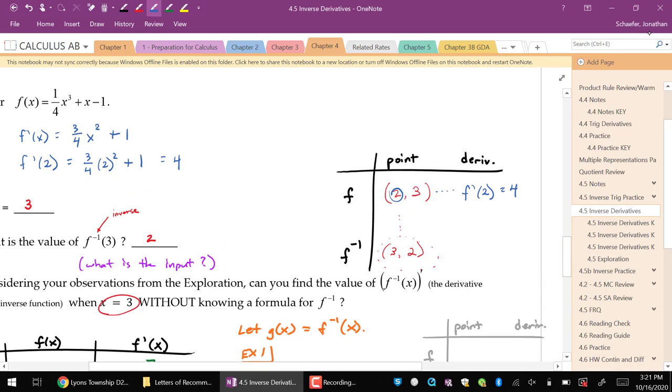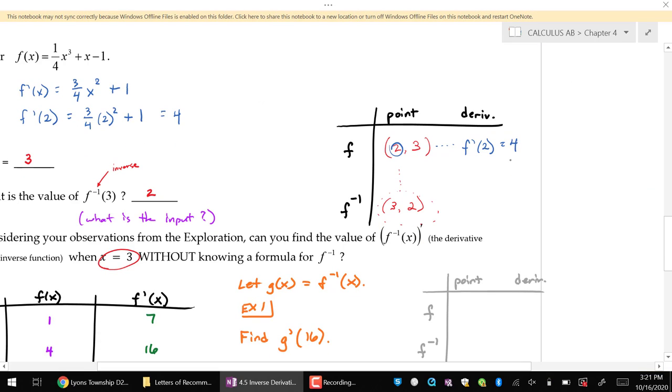And then what we do is travel back down the table into inverse land once again. We want to be on this inverse row. And my final answer is simply going to be the reciprocal of whatever number I wrote right here. So the derivative of my inverse function will be 1/4. And that's my final answer.